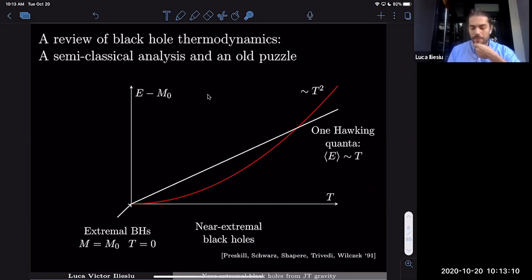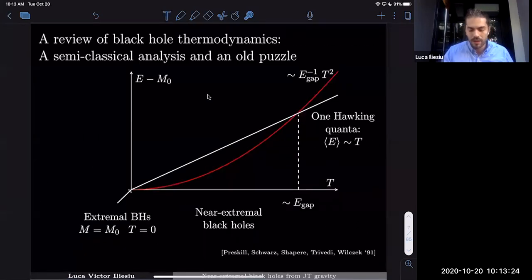And this thermodynamic breakdown was famously brought up in this paper by Preskill and collaborators. And over time, there have been several proposals of how to resolve this breakdown. And I want to bring some of them up. Oh, and very importantly, the scale at which these two lines intersect is simply given by some of the parameters of the black hole, and I'll motivate why it's typically referred to as E gap in 1 second.